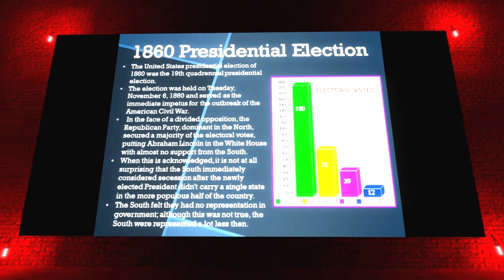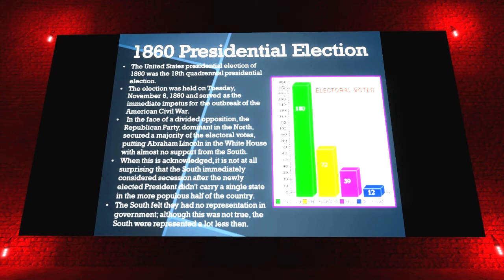The 1860 presidential election was the 19th quadrennial presidential election in the United States. It resulted with a victory for Abraham Lincoln, even though he had not a single vote in any of the southern states. This made southern states fear that they had no longer any power, and resulted in a lot of southern states seceding.